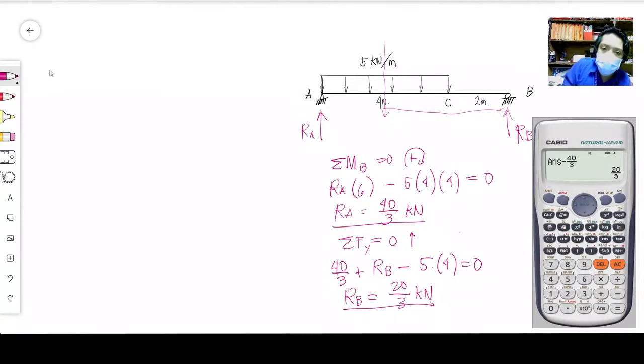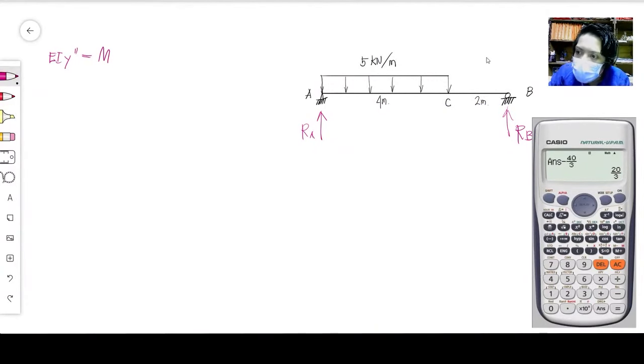Next, we have EI y double prime equal to the moment. We will get the moment. Take note, we get the moment at the last segment, and we put the cutting plane there. But before you do that, this is very, very important: you have to make sure about the uniformly distributed load and uniformly varying load. The rectangular load is a uniformly distributed load. You also have the triangular load, which is a uniformly varying load.